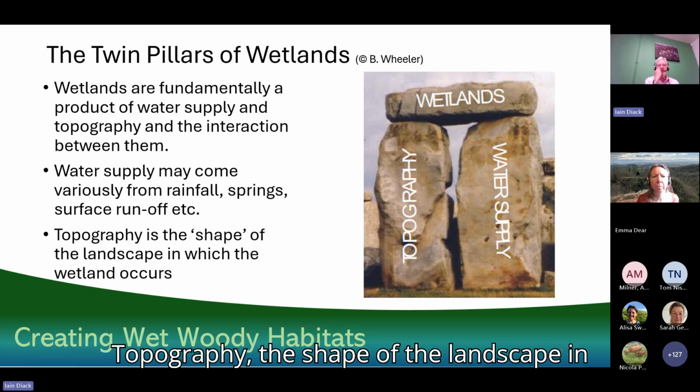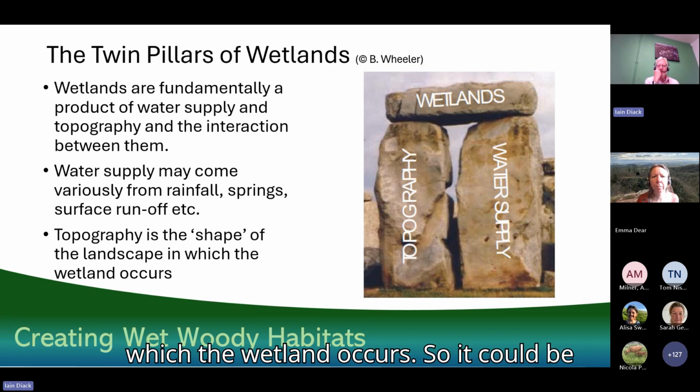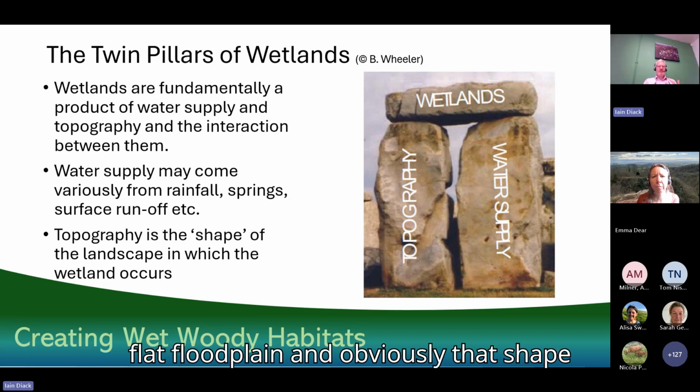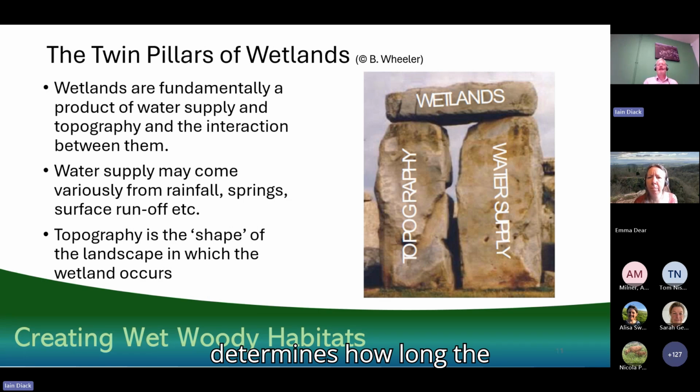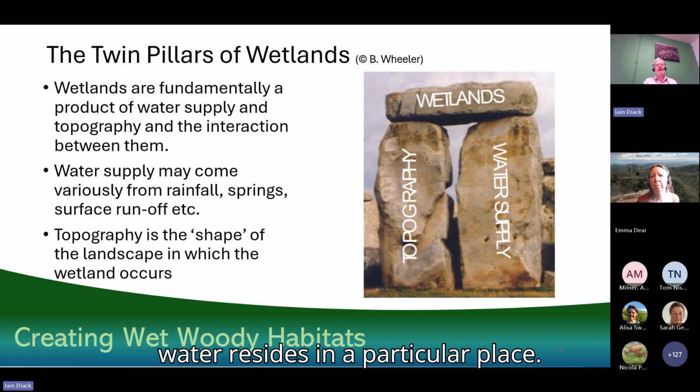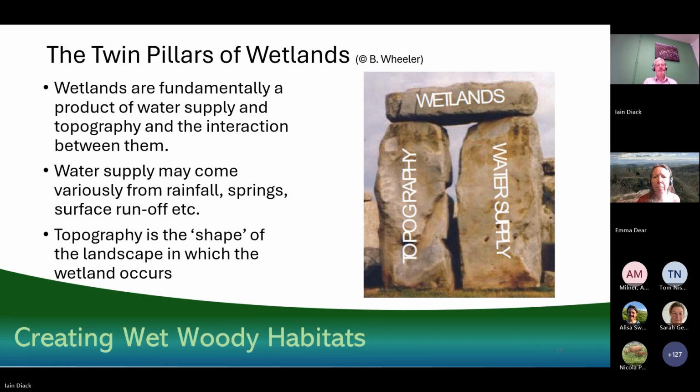Topography, the shape of the landscape in which the wetland occurs. So it could be a basin, could be on a slope, could be a flat floodplain, and obviously that shape determines how long the water resides in a particular place.